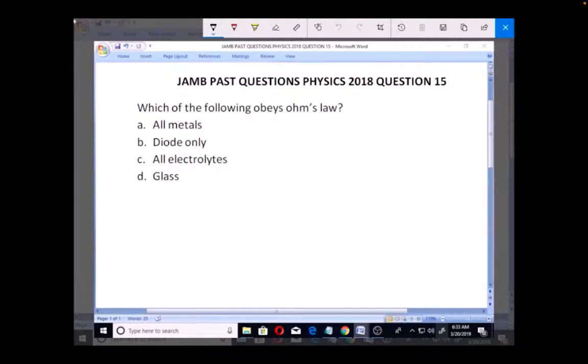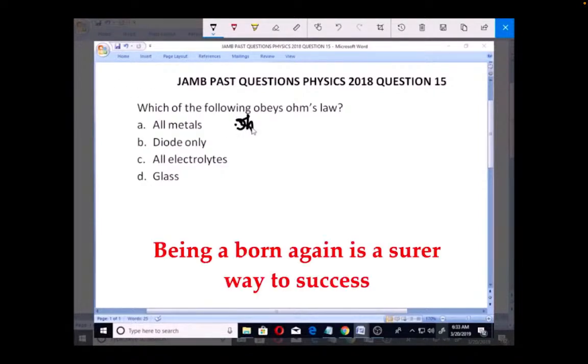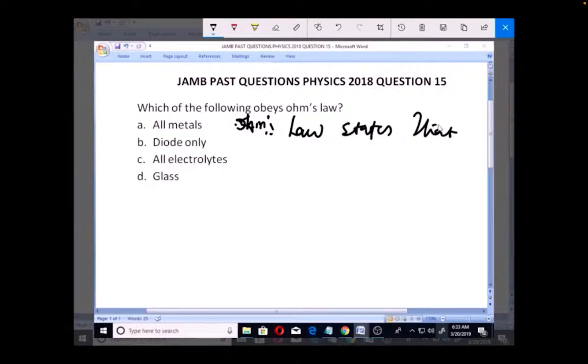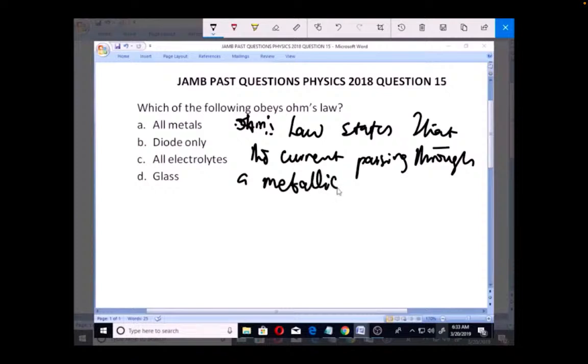And what is the statement of this Ohm's law? In order for us to get this well, we need to note the statement of Ohm's law. And what does it state? Ohm's law states that the current passing through a metallic conductor. You see why I say it has to do with metals. So Ohm's law has to do with metals.